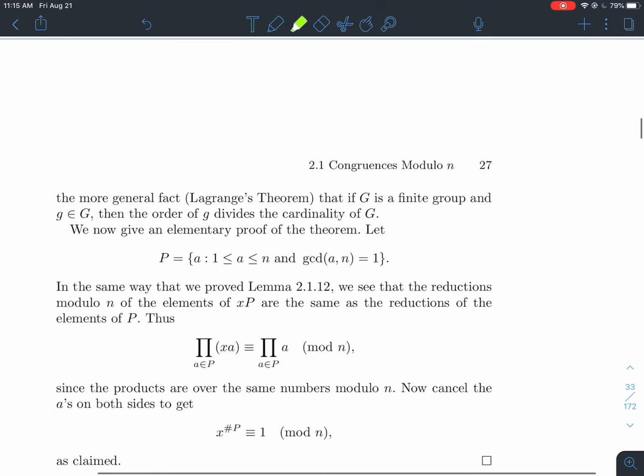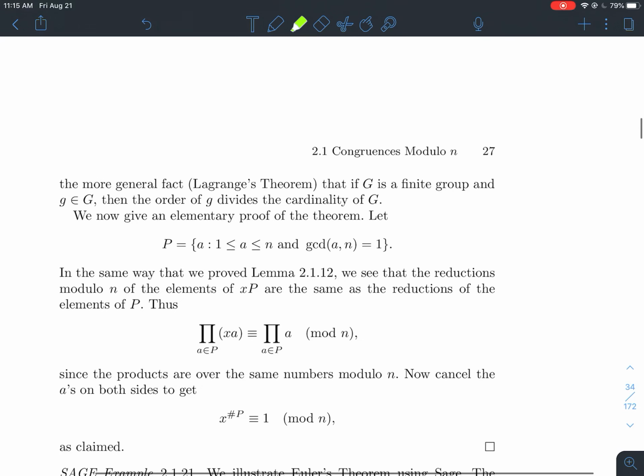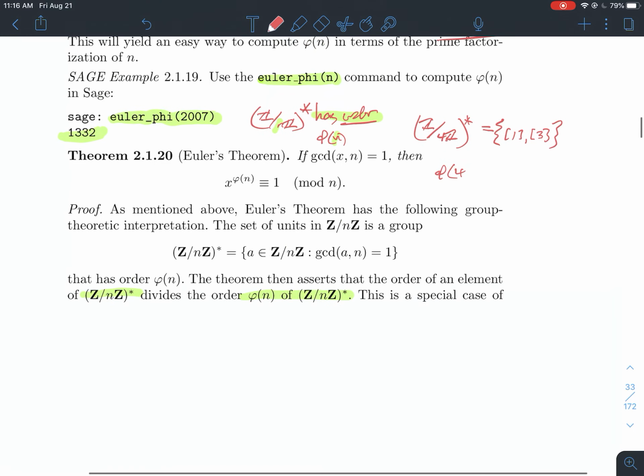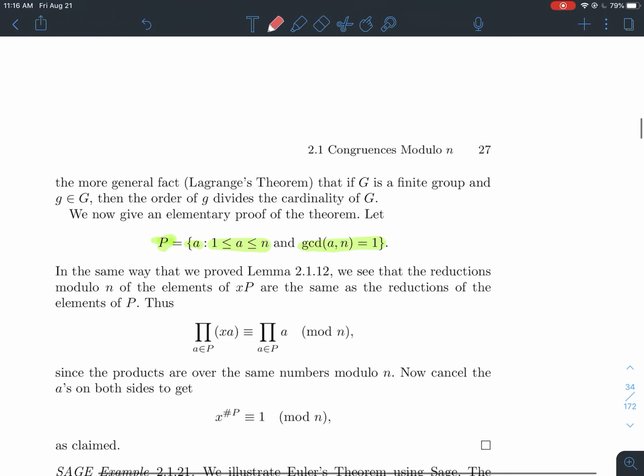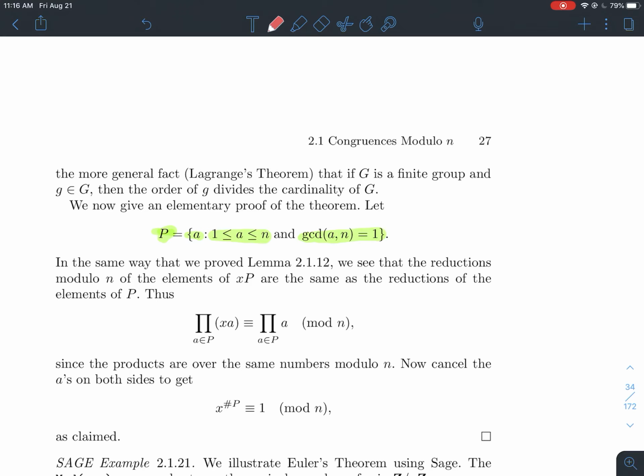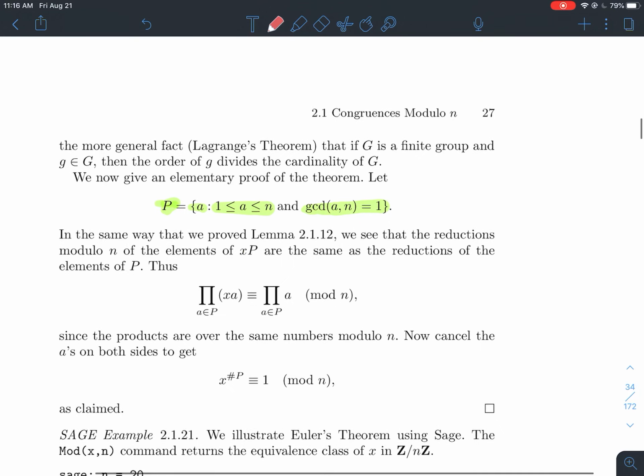But now, what's the proof of it as far as our class goes? What we're going to do is note capital P as the following set: take all your natural numbers between 1 and n inclusive that are relatively prime to n. So in other words, if I was in Z mod 4Z, the a's I'm going to use are 1 and 3, from what I was doing earlier. Just take the natural a's that you'd use to represent equivalence classes, but I only want the ones that are relatively prime to my n.